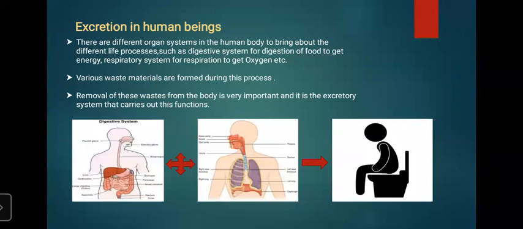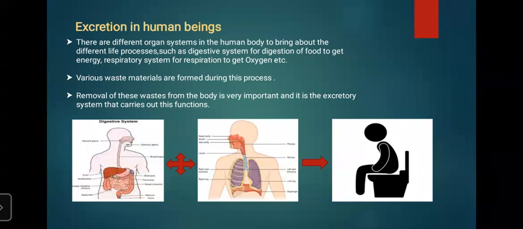We know that in plants, the process of excretion is simpler, whereas in human beings it is a little bit complex. There are different organs and systems in the human body to bring about the different life processes, such as the digestive system for digestion of food and the respiratory system for respiration. The process of digestion leading to energy production is an important process of our body. Various waste materials are formed during this process, and the removal of these wastes from the body is very important, and it is the excretory system that carries out this function.